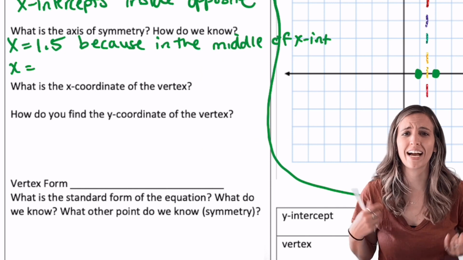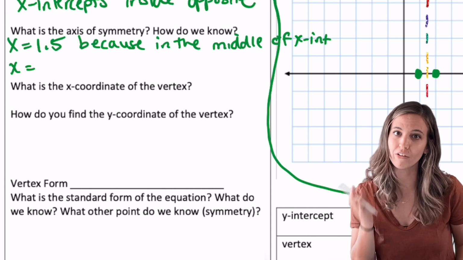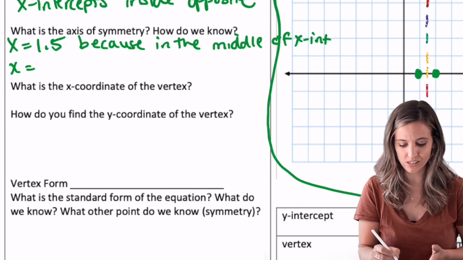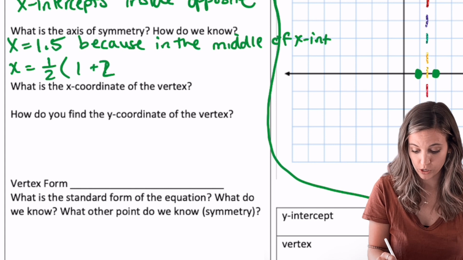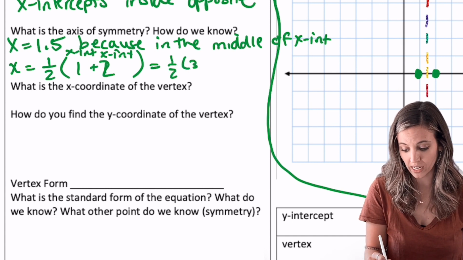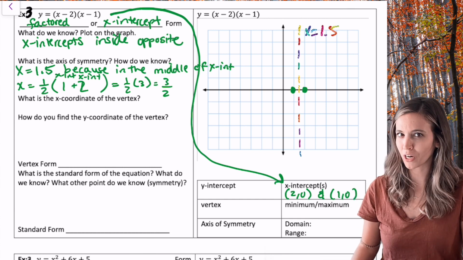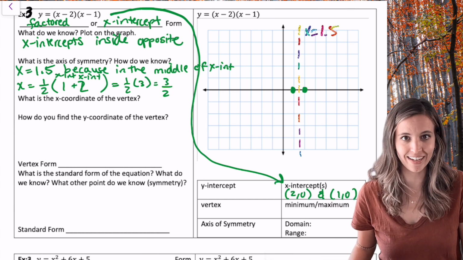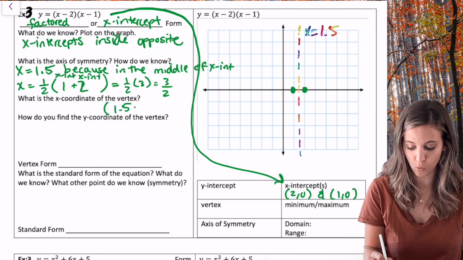Okay, if I wanted to find the axis of symmetry numerically, well then I just add my two x-intercepts together and then divide by 2 to find that middle. So dividing by 2 is the same as multiplying by 1/2. So I'm going to write 1/2 times my first x-intercept 1 plus my second x-intercept 2. So x-intercept plus x-intercept equals, well, 1 plus 2 is 3, so 1/2 times 3 is 3/2, which is 1.5. Since I know the axis of symmetry, what do I automatically know about my vertex now? The x-coordinate. So I automatically know the x-coordinate of my vertex is 1.5.